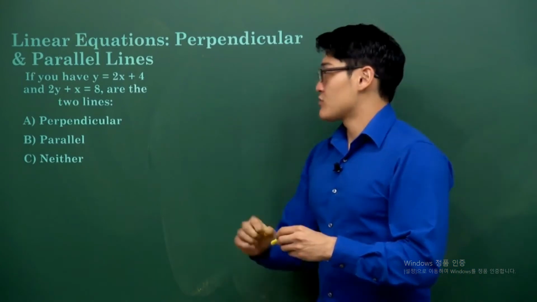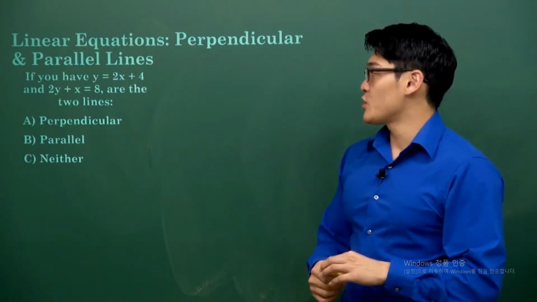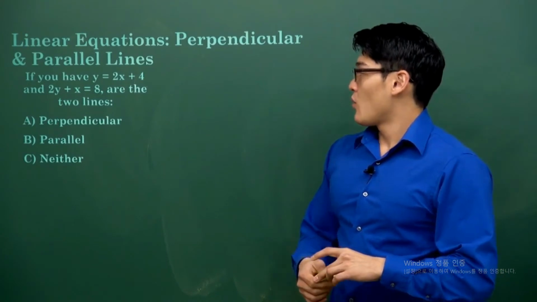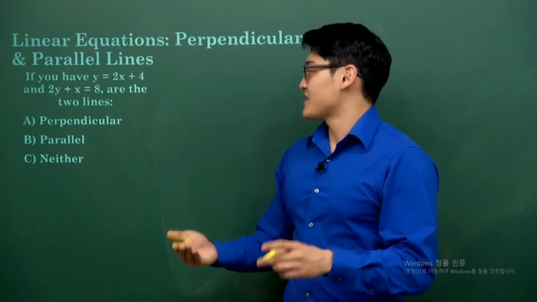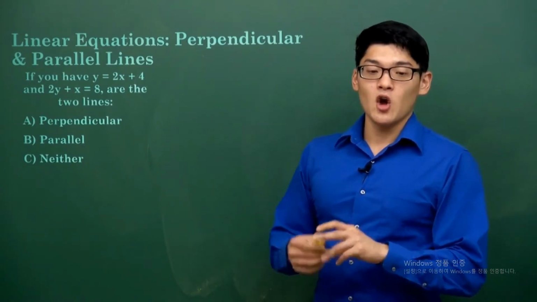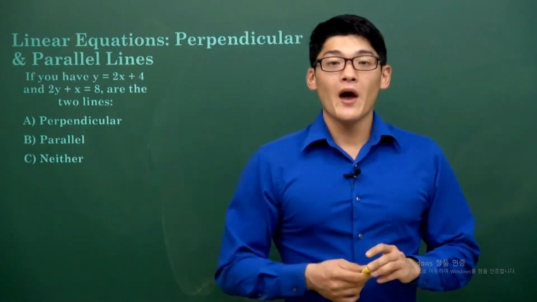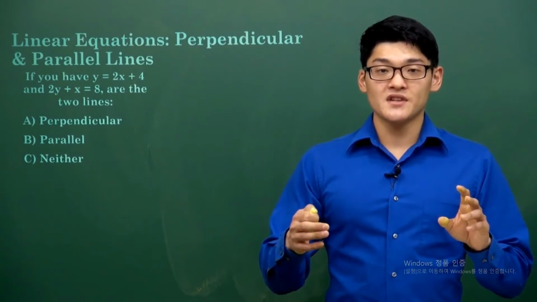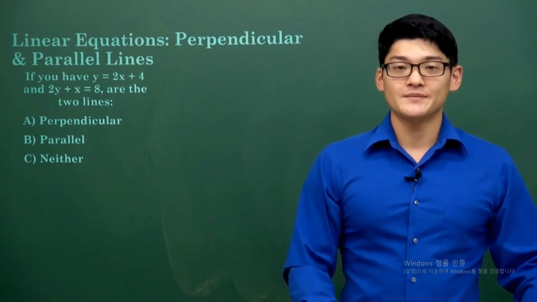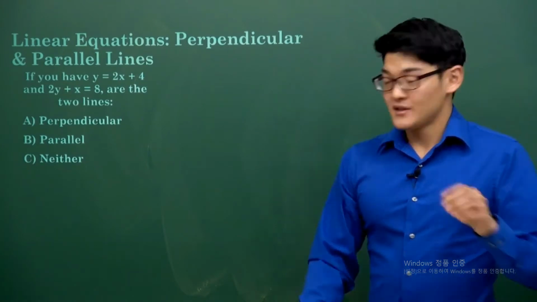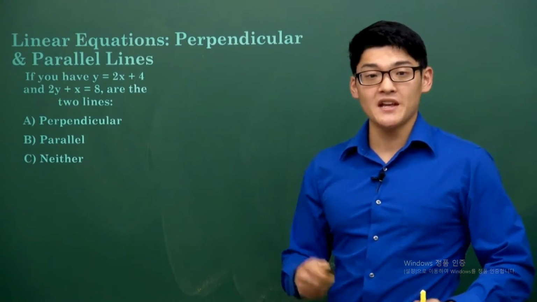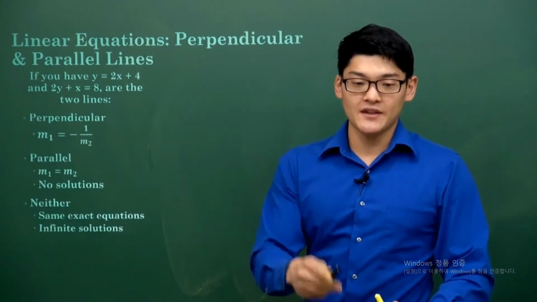Let's read the question. If you have y equals 2x plus 4 and 2y plus x equals 8, are the two lines A, perpendicular, B, parallel, or C, neither? Go ahead and pause the video, try to solve this yourself, and then we'll tackle it together. I hope you were able to get it. If not, it's okay, we'll tackle it together.